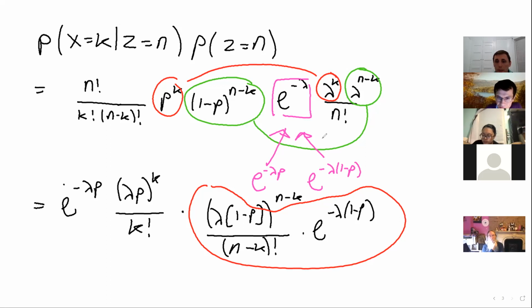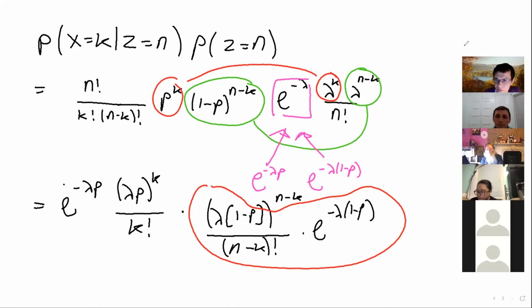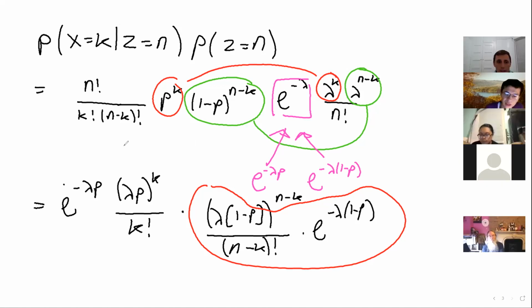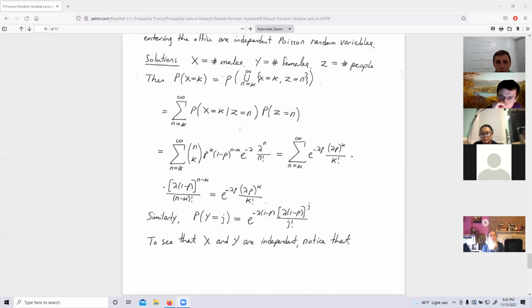Do you see that? Or do I need to write it separately, guys? See, there is a summation from k to infinity. That's why I sum this thing up, right? So I have this part. This part does not involve n. And I have this part. I think I forgot to place e to the minus lambda (1 minus p).